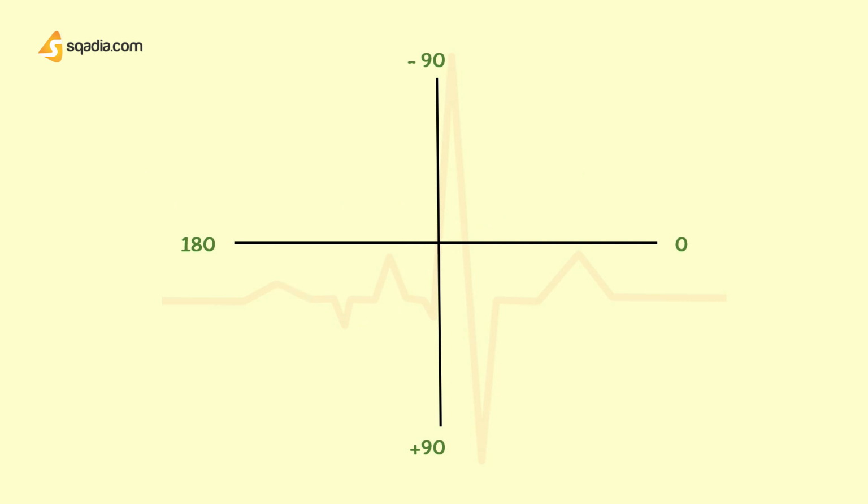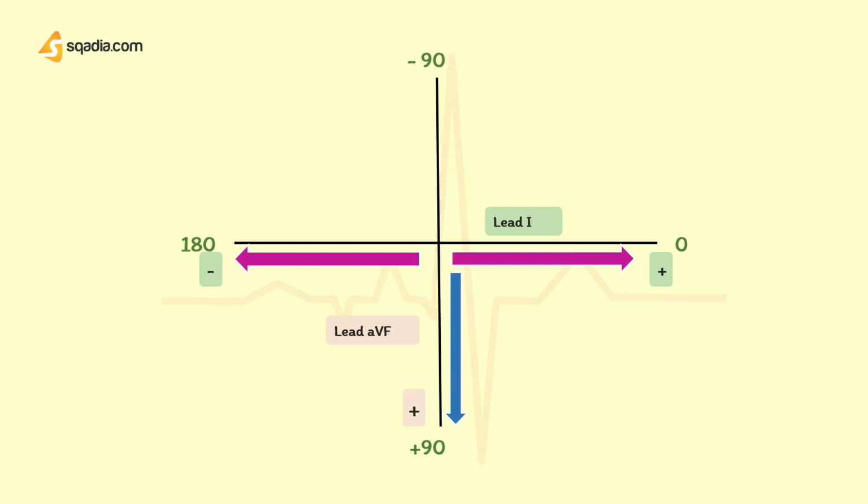So how do you determine the axis using an ECG? In order to do this, we look at specific leads throughout the ECG and see if the QRS is pointing mostly upwards, which is a positive deflection, or downwards. On the same graph, in lead 1, a positive deflection is towards 0 degrees and a negative deflection is towards 180 degrees. In lead AVF, a positive deflection is going downwards towards positive 90 degrees, and a negative is going upwards towards negative 90 degrees. So when you sum them together, you get a vector at the normal QRS axis.